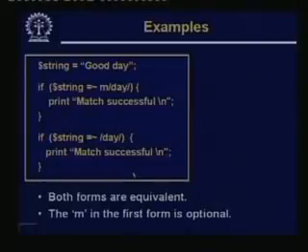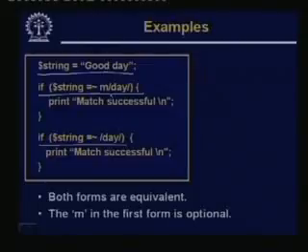Let us take this small example. Let us define a string good day and store in a string $string. In this if statement, we are checking if string matching M slash day slash. M is the symbol for matching I had mentioned, print match successful. As an alternate form, I can omit this M also. Since we are using forward slash as the delimiter, whether or not you use M, it does not make any difference. Both forms are same or equivalent in this case.